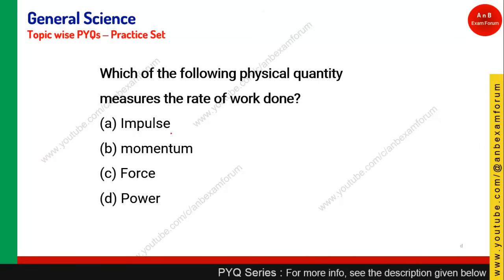First one is impulse. Impulse, as you know, is force multiplied by time. Momentum is what? Momentum is mass into velocity. Force is what? Mass into acceleration. Power is what? Work done by the time taken.